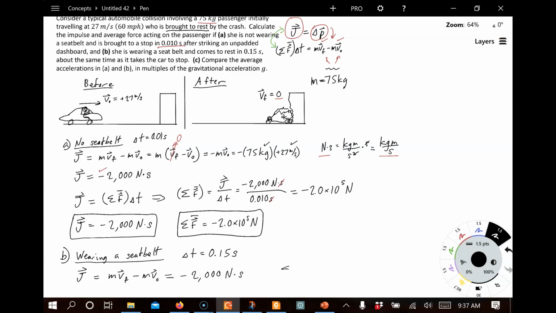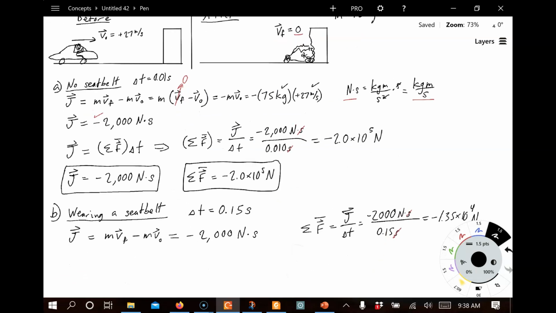Well, let's use our equation. Same equation, right, for average net force. It's still equal to the impulse divided by the time interval. And in this case, the impulse hasn't changed. Still minus 2,000 newtons times seconds, but we've got a longer time interval. And so when we calculate this, we're going to get a different answer for the average net force, and in this case it is equal to minus 1.35 times 10 to the 4th newtons. So still a relatively large number, but much smaller than the previous one.